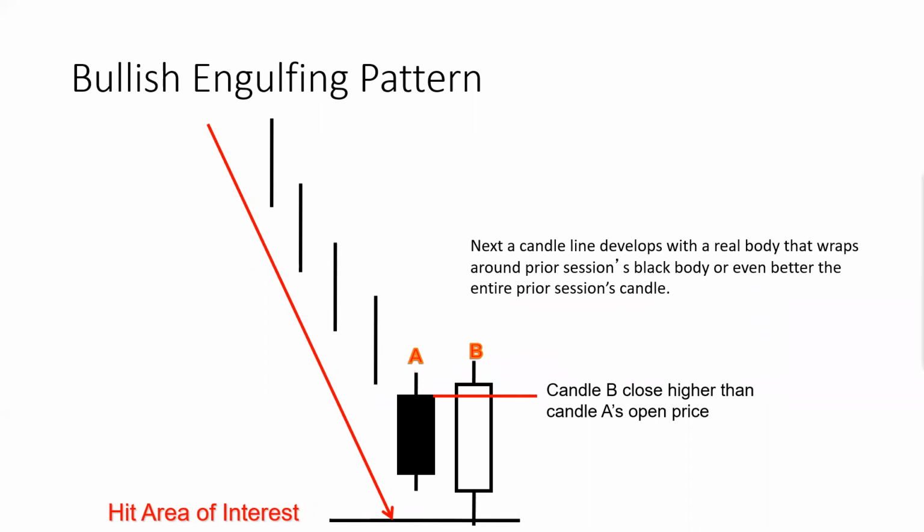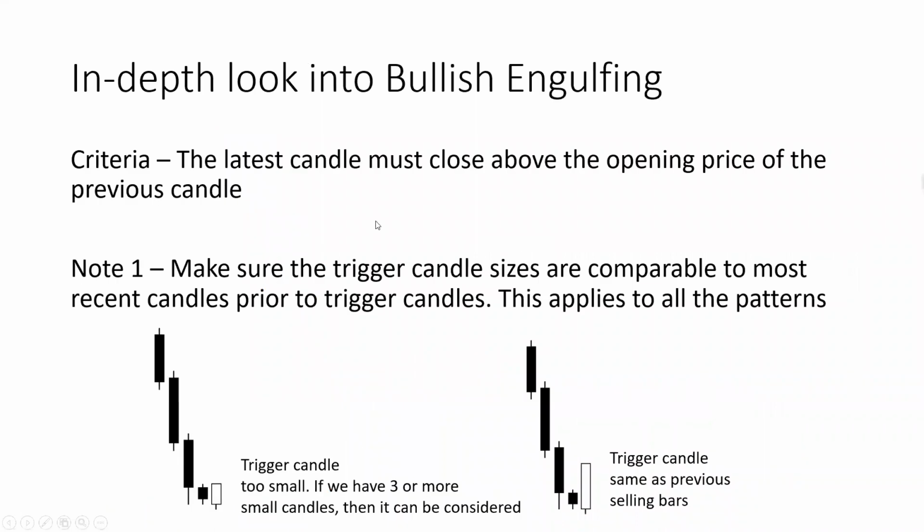Yeah. So let's look at one thing we need to dive into. Now, the criteria here: the latest candle must close above the opening price of the previous candle, right? This is the criteria. But one thing I want you to understand is that if prior to this, we have big candles like this, big ones, and then suddenly it comes to a very small one like this, and then you have an engulfing pattern.